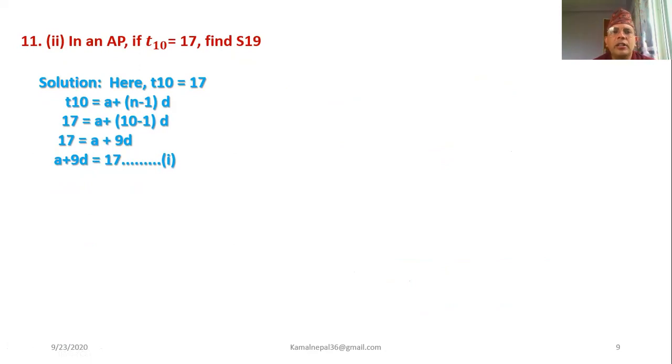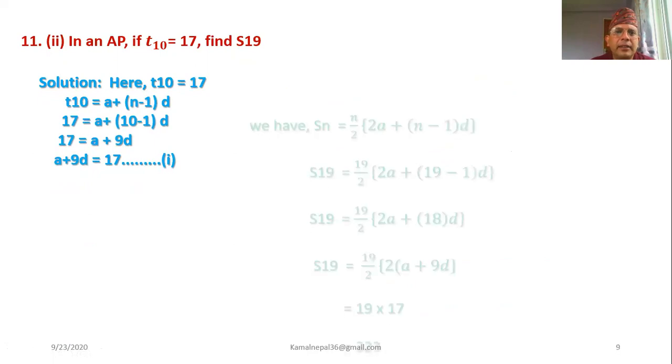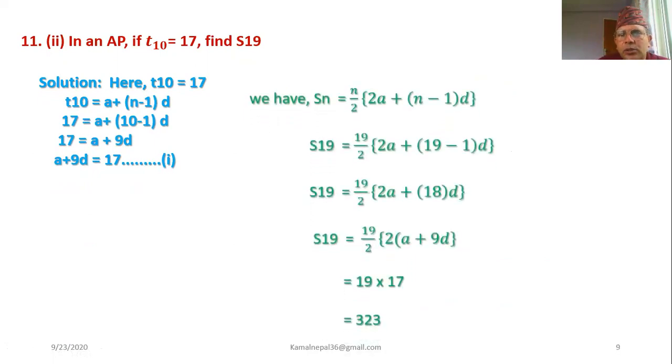Then we need to find out S19. So S19 is equal to n by 2, 2a plus n minus 1 d, and n is 19. A we don't know the value, and d also we don't know. So in the place of n put 19 and solve it, you will get 19 by 2, 2a plus 18d. Take 2 common to cancel, and you have 19 into a plus 9d, which is 17. So in the place of a plus 9d, write down 17. You got 323. It is your answer.